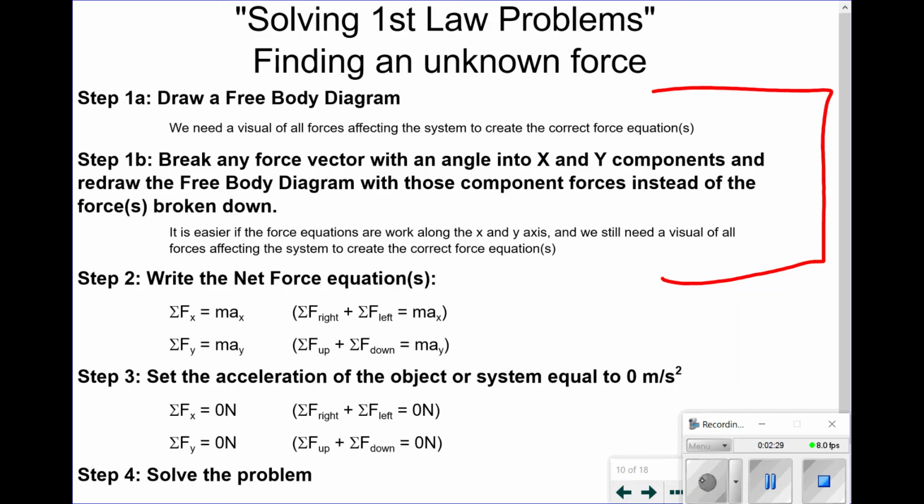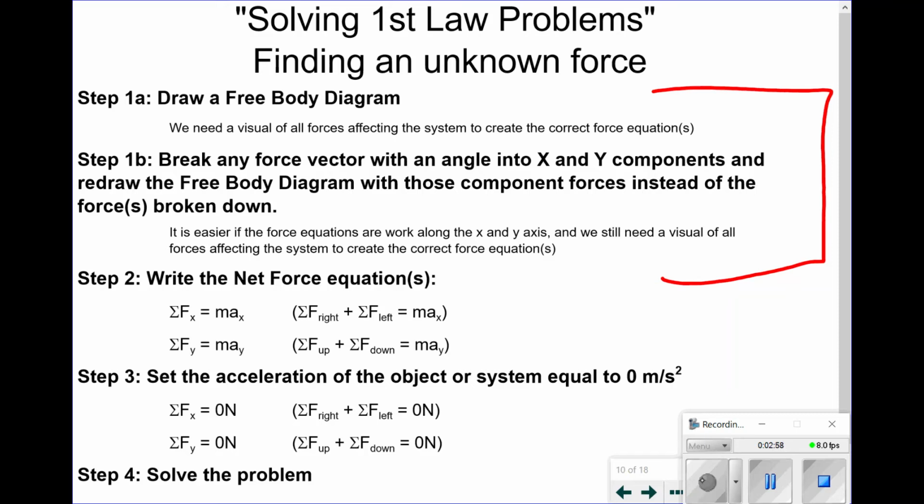So if I had a force of gravity going downward and one force at an angle, then my first diagram would be the force of gravity going down and that other force at an angle. But then when I do step 1B, I'll take that one force at an angle, break it up into X and Y components, and have a diagram now with three forces. The force of gravity going down, the X component of the force I broke up, and the Y component of that force that I broke up.